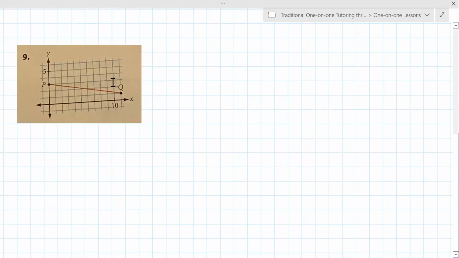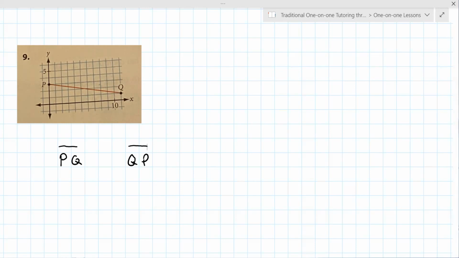Okay, this is a line segment, PQ or QP. It's just like the last problem. So you put a little bar above it, a line segment above it, and okay. You can name it either way. Okay.